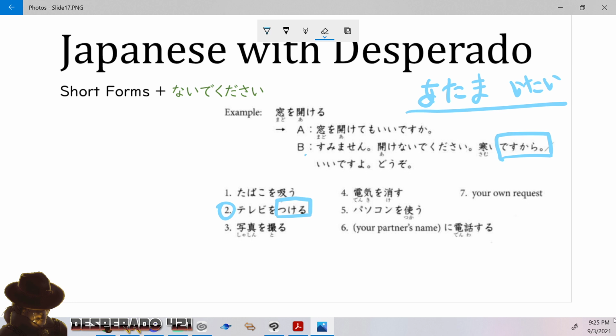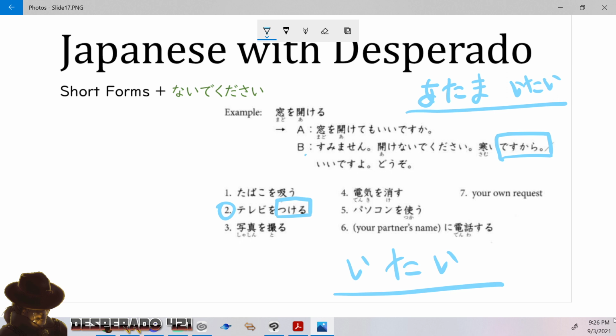So it's sumimasen. Ike. Tsuke. Oh wow, how did I do that? Impressive. So we have sumimasen, tsukenai de kudasai. Atama itai desu kara. Itai. I'm not reading, I'm just going off the hip. Yep, itai. I know the word, it just wasn't translating in my head.